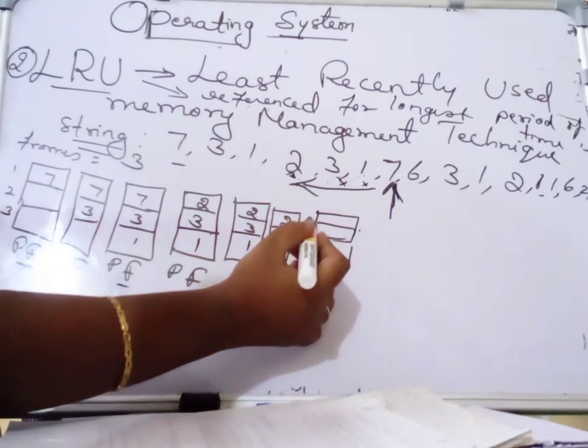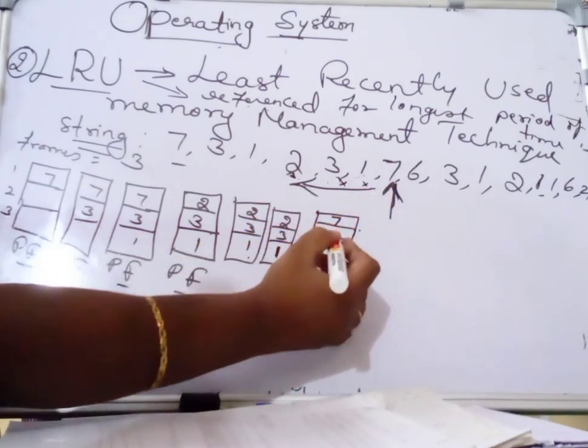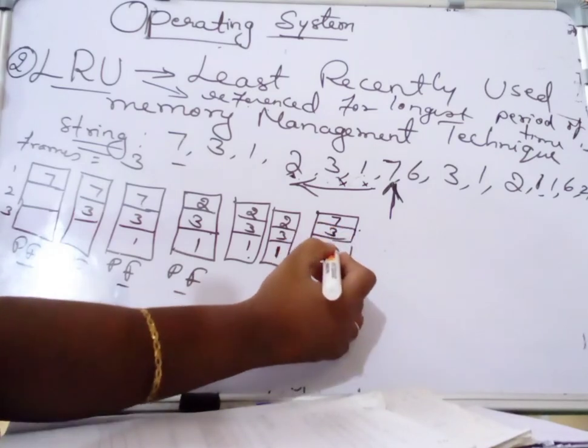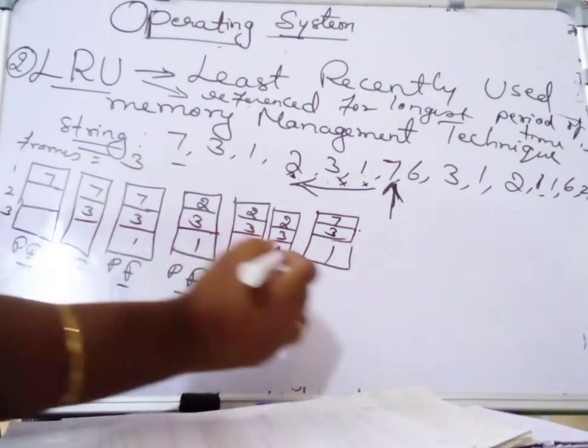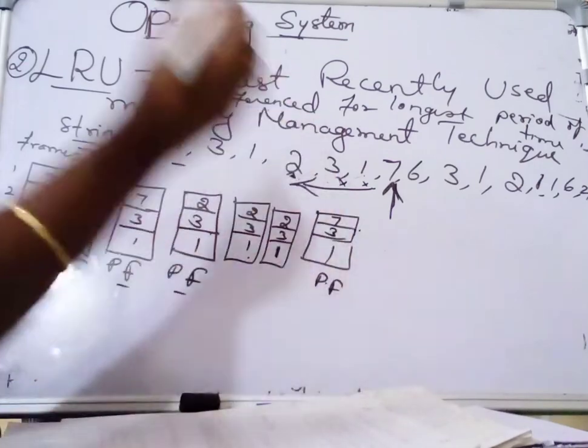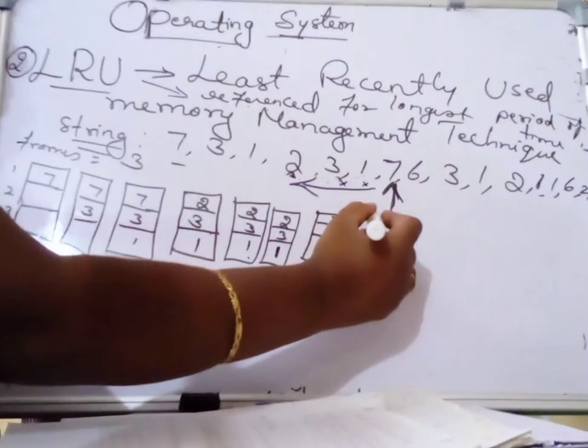1 is referenced, 3 is referenced just now, but 2 was not used for the longest time. So you have to replace 2 with what? 7. So replace with 7, this becomes 3 and 1 remains as it is. So now this is a page fault. The required page was not present.